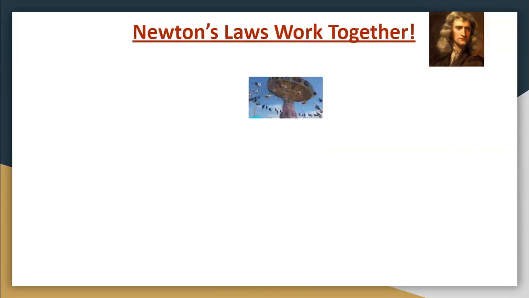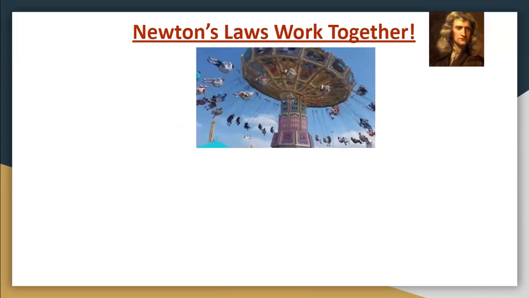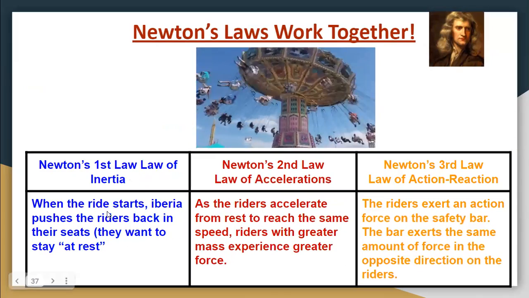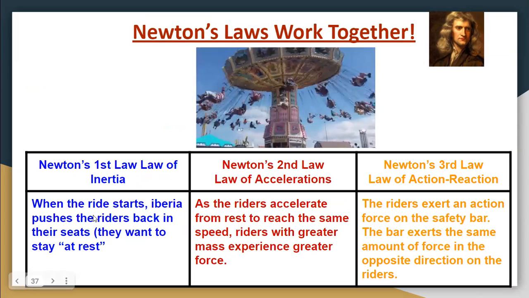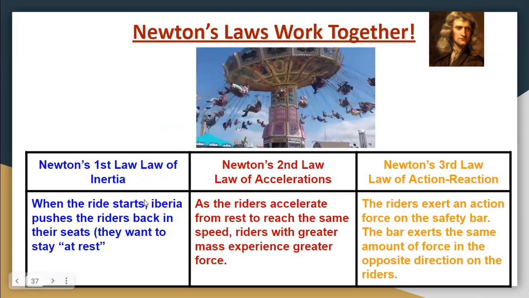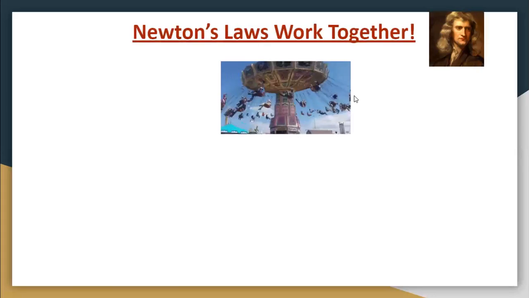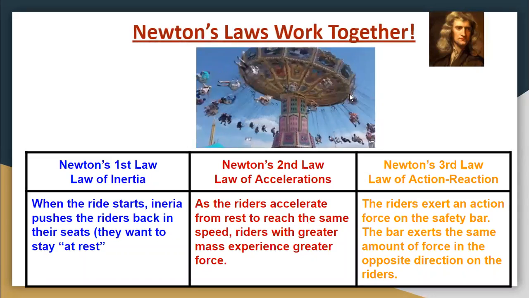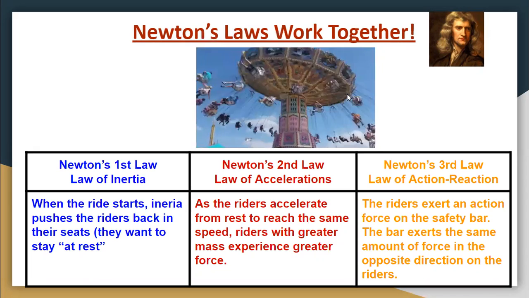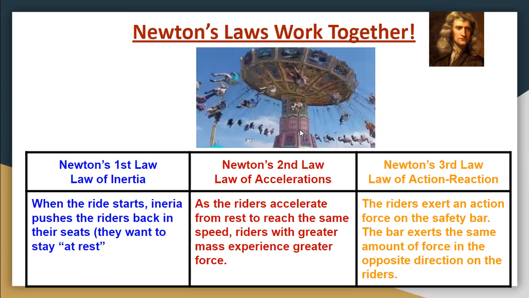How do they work together? Here's a ride at an amusement park, maybe Six Flags, spinning swing. So Newton's first law, the law of inertia. When the ride starts, what does that say? Inertia pushes the riders back. That's supposed to say inertia. Okay, I fixed it. Okay, the first law of inertia. When the ride starts, inertia, am I still missing something? I'm missing the T. Pushes the riders back in their seats. They want to stay at rest.